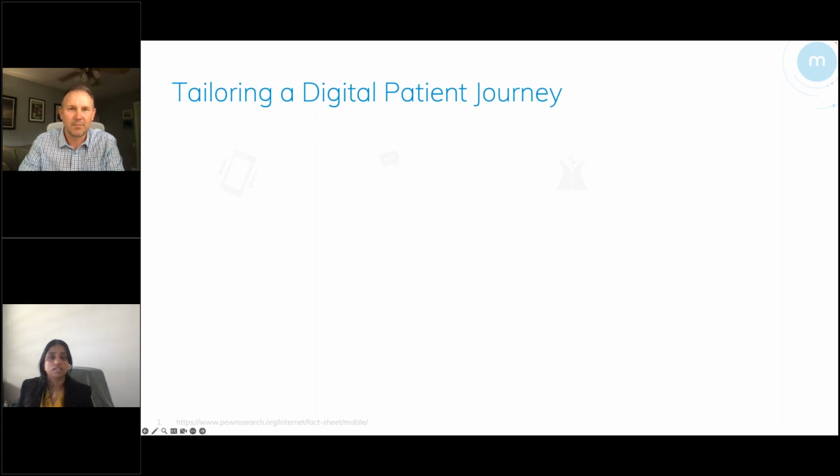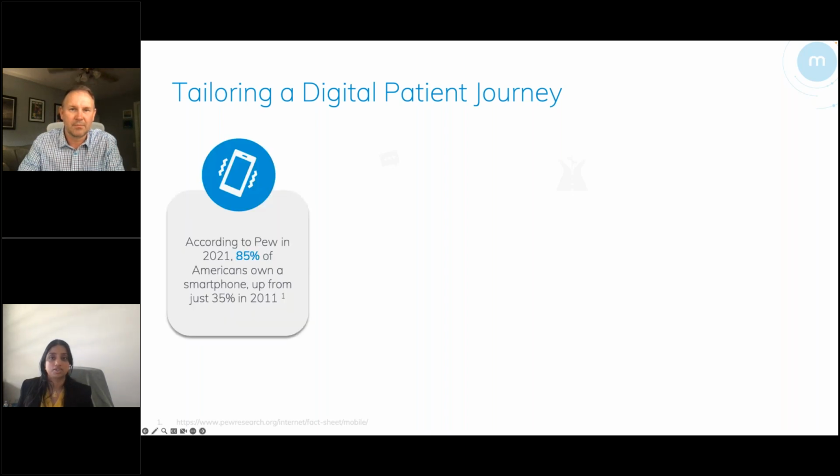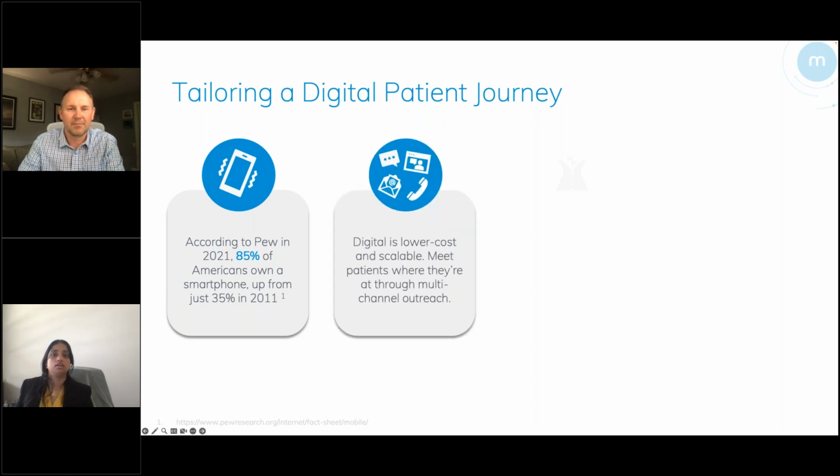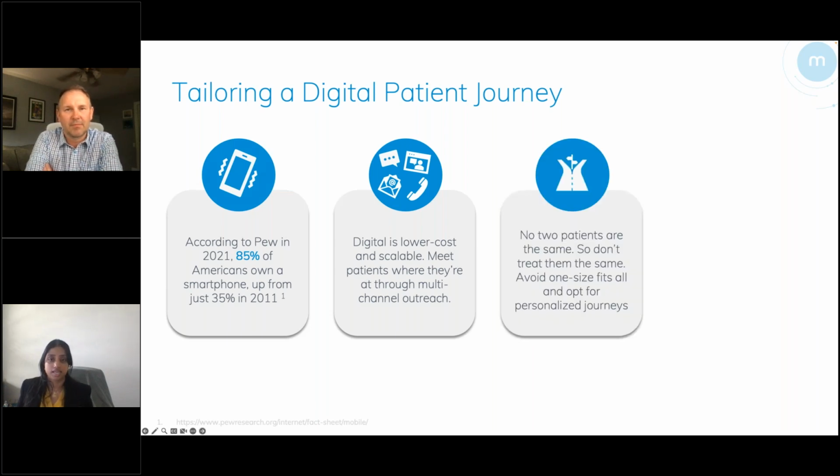To begin with, we know that 97% of Americans actually have a cell phone of some kind, with 85% of those being smartphones. And that gives us an incredible opportunity to leverage scalable, lower cost digital modalities. Now, like Christian just said, no two people are the same, no two patients are the same. So we need to take that in consideration when we're designing these patient journeys.